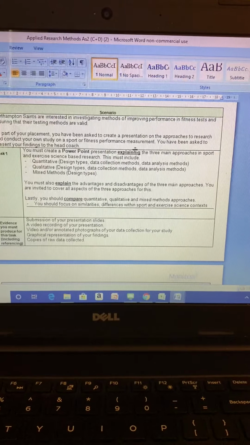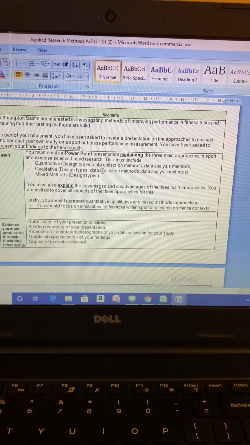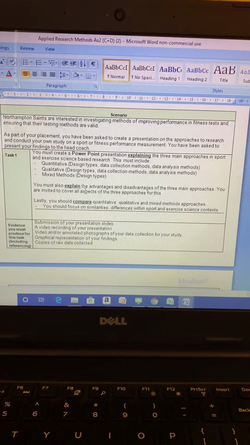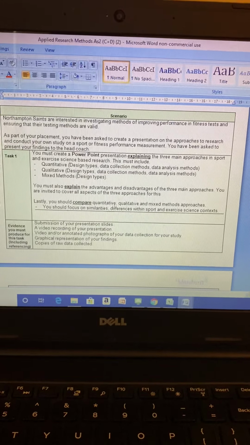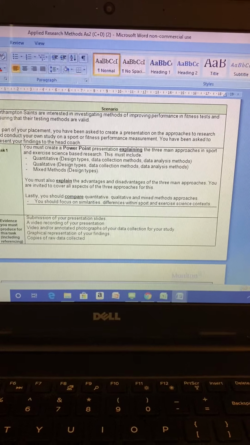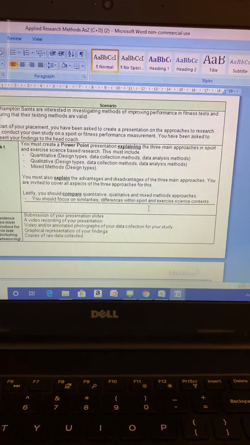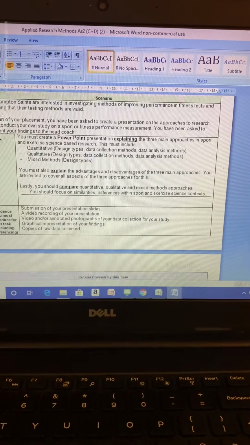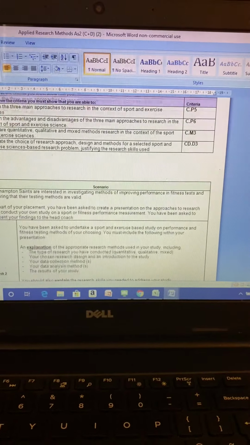Okay, so as it says there, you need to explain. Don't mind if you do it on a Word document, that's not a problem. You also need to explain the advantages and disadvantages, and then compare the quantitative and qualitative methods approaches. Okay, then just make sure you're ready to do this little bit of project.